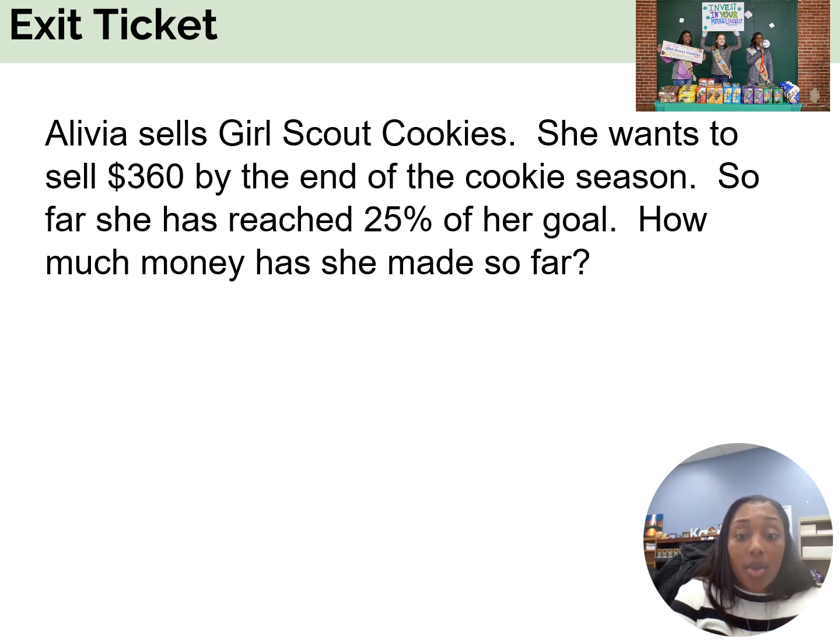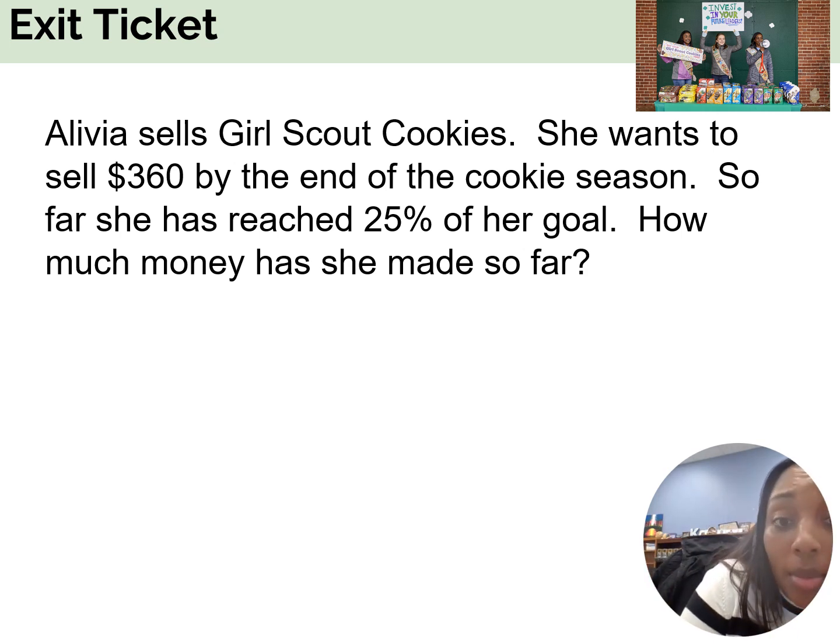So Olivia sells Girl Scout cookies. She wants to sell $360 by the end of the cookie season. So far, she has reached 25% of her goal. How much money has she made so far? So she's selling cookies. She's got a goal for $360. She's done 25% of that. What does that mean? So let's check it out.